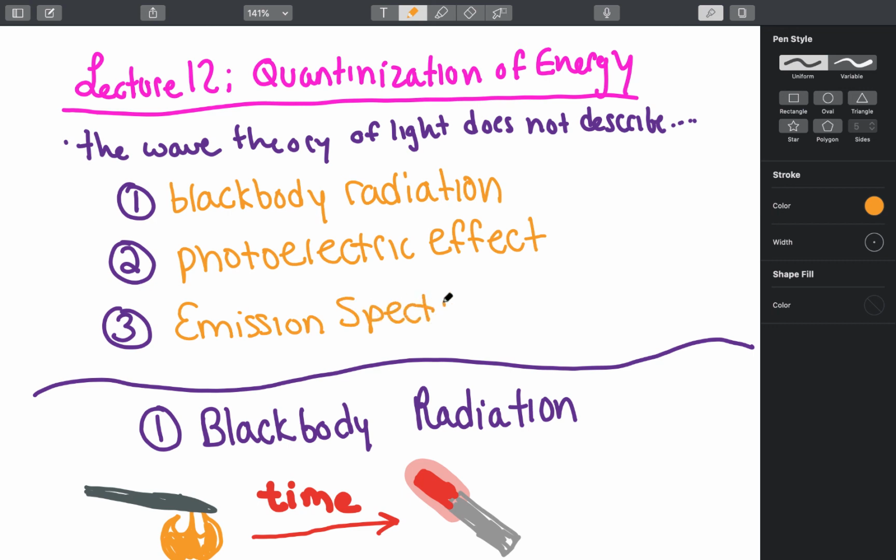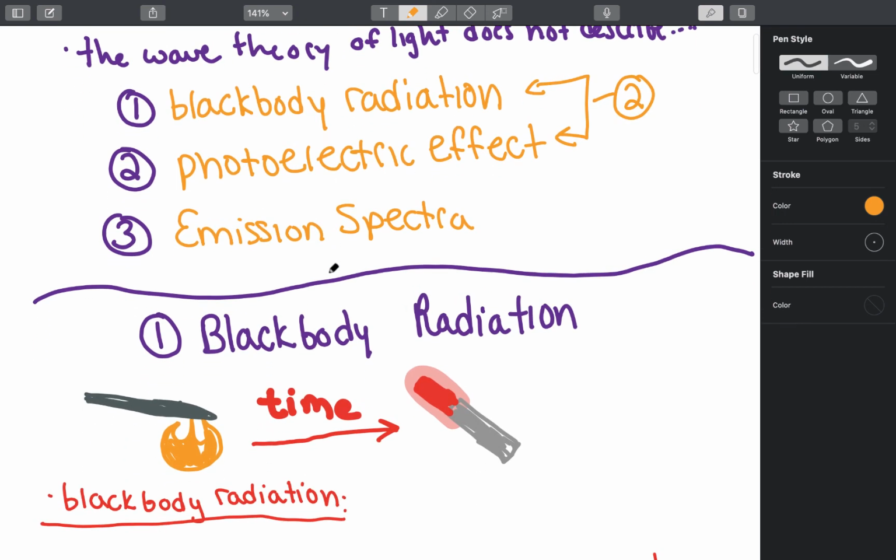And the third thing that it does not describe is emission spectra. So in this video, we are only going to be talking about these two things. So we're only going to be talking about black body radiation and the photoelectric effect. We're not going to focus on emission spectra until the next video. So with that, let's talk about these first two things by first describing black body radiation.